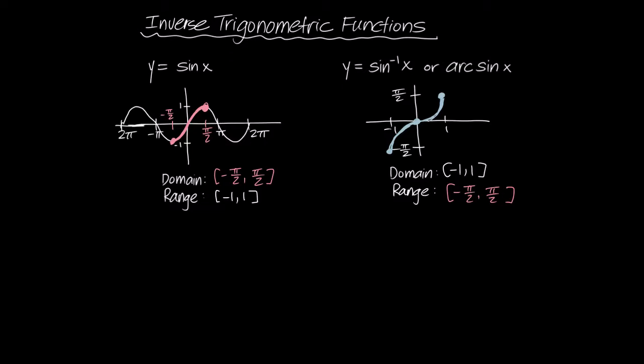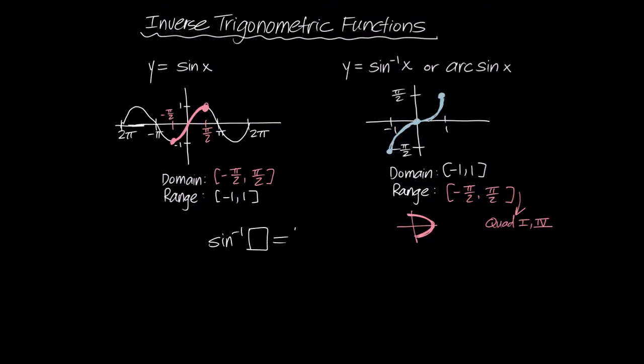Okay, so what are the implications here? Well, the range here is negative pi over 2 to pi over 2, which means that this is restricted to quadrants 1 and 4. When you first learn trig, you may have seen it shown this way. Okay, so what does that mean? It means that anytime we're evaluating an inverse sine function, the output has to be in the range.